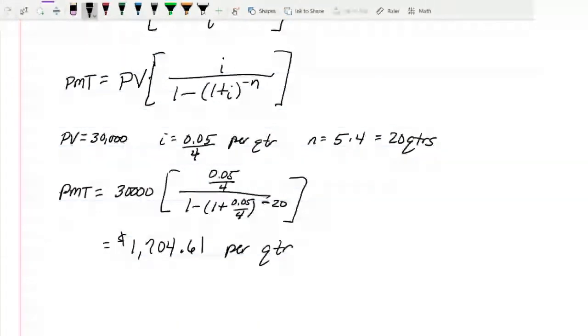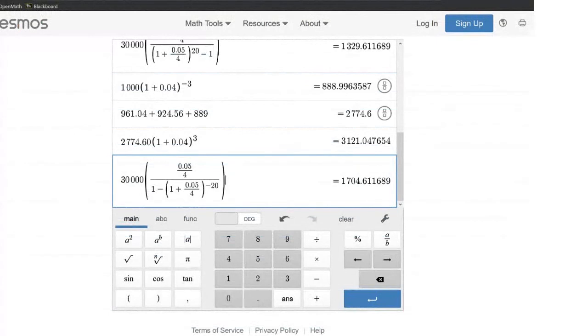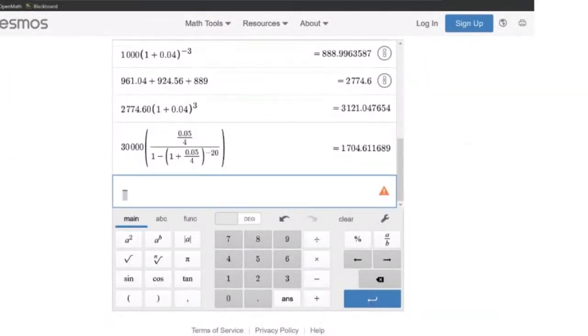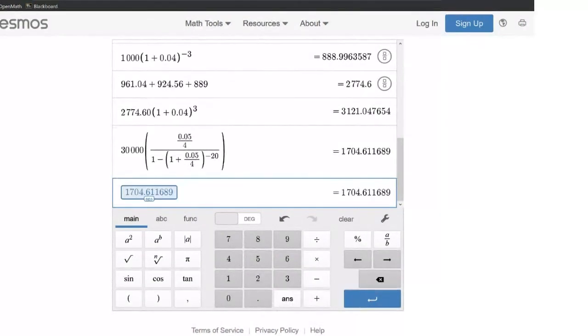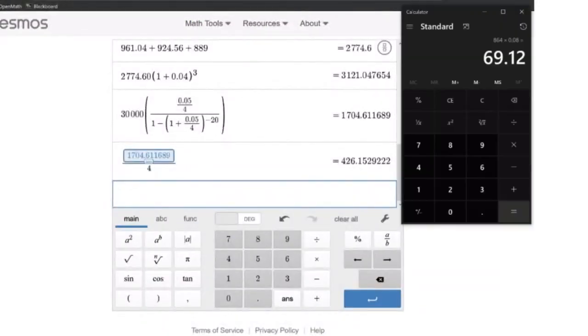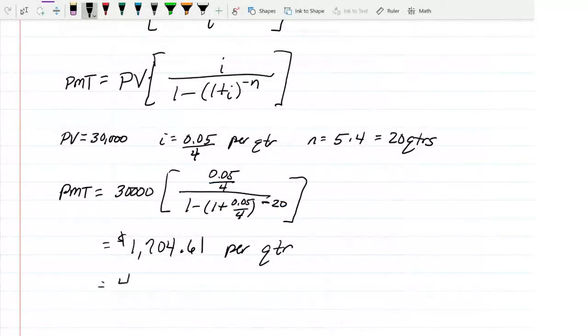And we know that, again, that's not super realistic. And we divide that by 4 months per quarter, I'm going to use my answer button here, answer divided by 4. That's $426.15 per month.